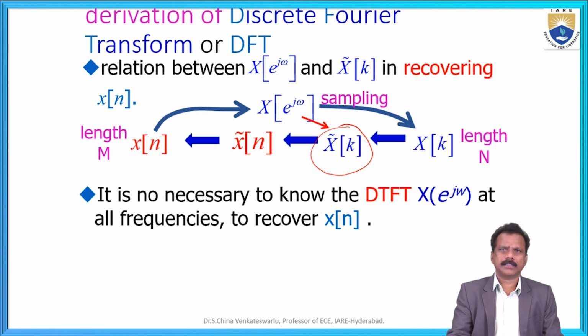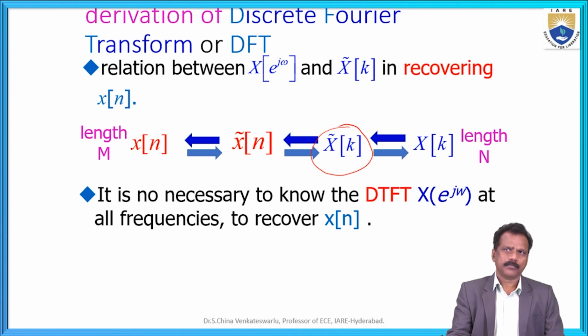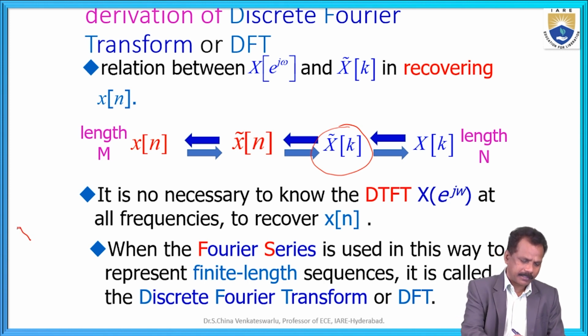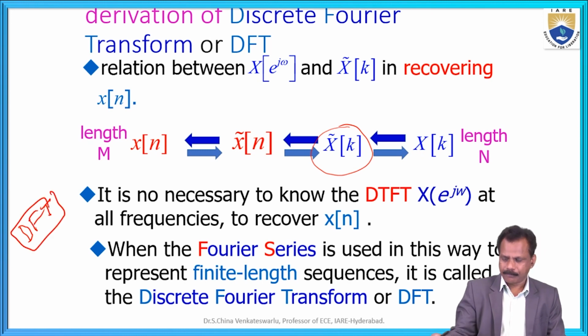It is not necessary to know the discrete time Fourier transform x of e power j omega at all frequencies to recover x of n. With this, x of n with x of k. So we have to verify that when the Fourier series is used in this way to represent finite length sequences, it is called the discrete Fourier transform, or you can consider that it is nothing but DFT, discrete Fourier transform.